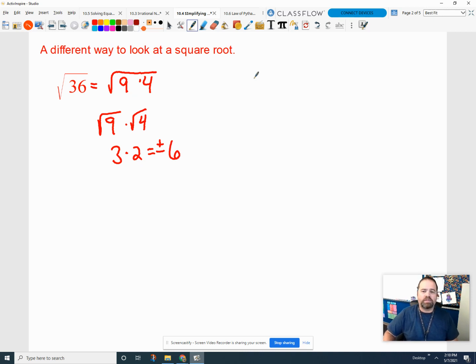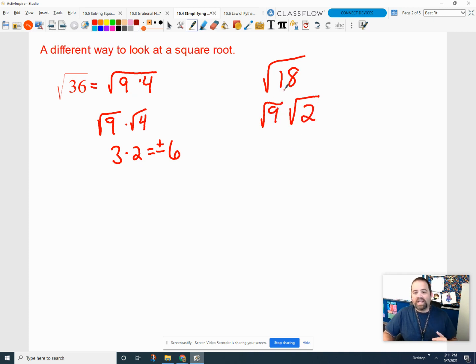So if I did something like 18, I want to split up 18 into two numbers that multiply together to give me 18, but I want one of them to be a perfect square. Off the top of my head, to get 18, this is a lot like when we factored. 1 times 18, that doesn't help. 2 times 9, that's a good one. 3 times 6, that's a good one too. But when I do 3 times 6, neither of those is a perfect square. So I'm going to split this up into 9 times 2.